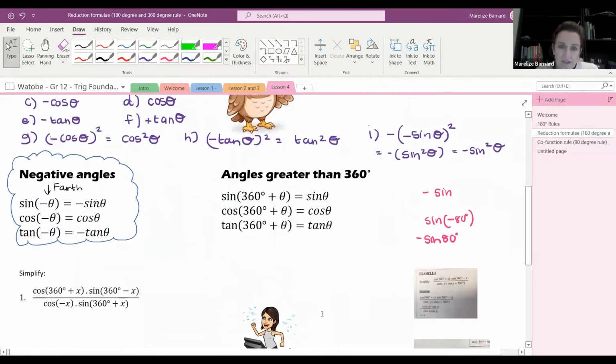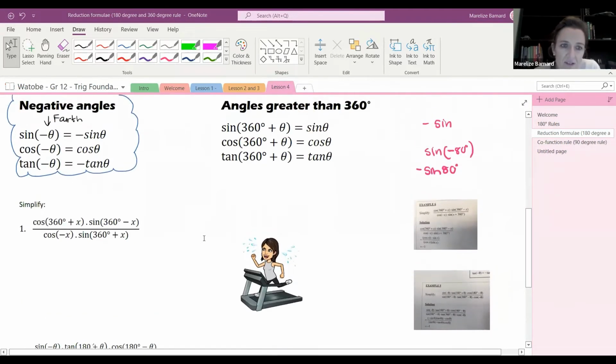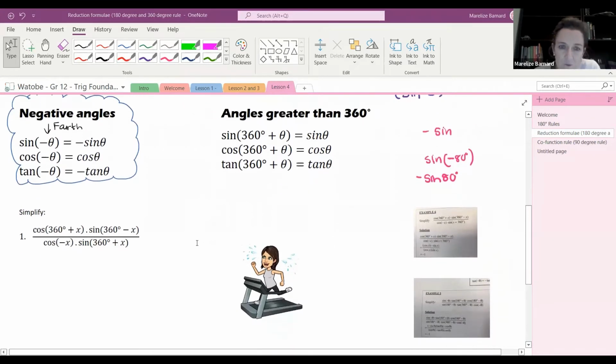Okay, but I've done enough talking. I want you to now try and do this question where we put all our knowledge of negative angles and reduction formulas together. I've put this little picture here because it's a bit of a warm-up for what we are doing. I'm going to give you 2 minutes to try it on your own first, and then we'll go over it.